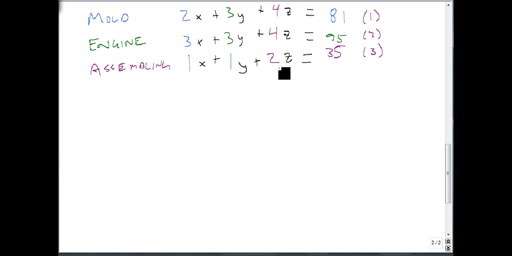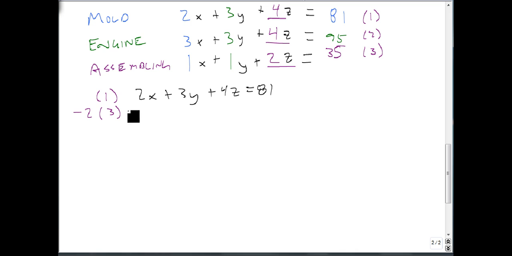And I'm going to pick z's because 2z and 4z is really easy. In fact, I'm going to use equation 3 twice, so that's going to help me get rid of my z's. So we're going to take equation 1 just as it is, and I'm going to subtract 2 times equation 3. So 2x plus 3y plus 4z equals 81. Minus 2x minus 2y minus 4z equals minus 70.